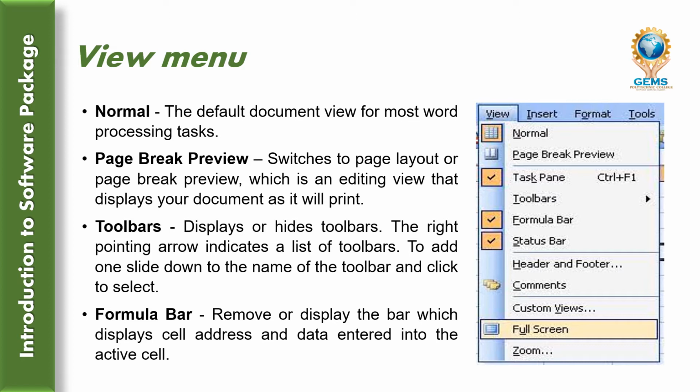Toolbars display or hide toolbars. The right-pointing arrow indicates the list of toolbars. To add one, slide down to the name of the toolbar and click to select. Then the Formula Bar also helps you remove or display the formula bar, which displays the cell address and the data entered into the active cell.